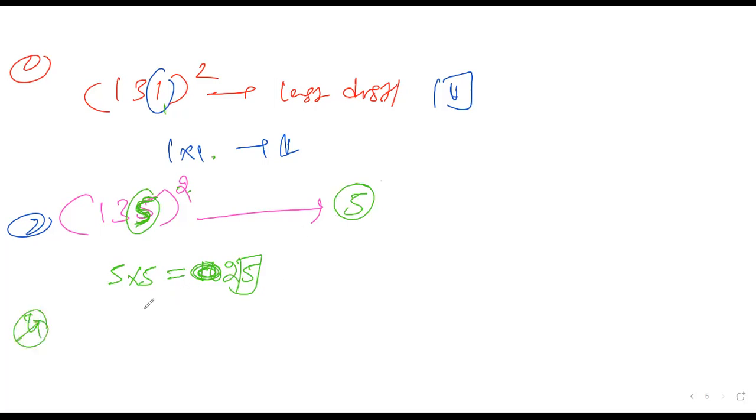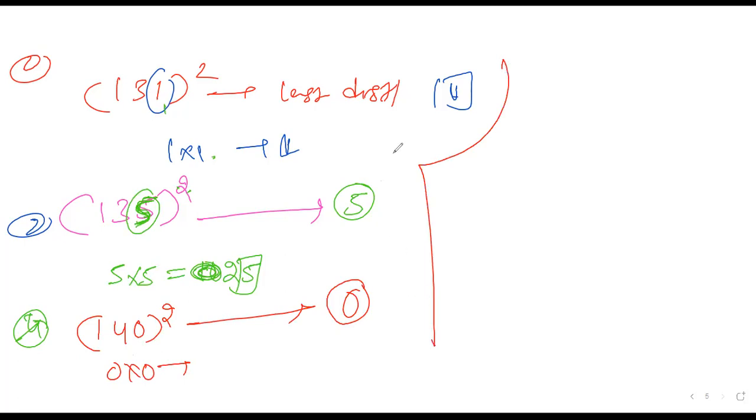Let us take one more question. Try to understand: it is 140 square. What is the answer? 0 into 0, the answer is 0. That's what the last digit is, 0 only. Clear? Another question: 133. What's the last digit? 3 is there, 3 into 3 is 9. The last digit is 9 only.